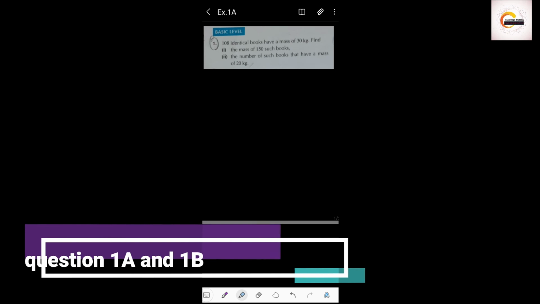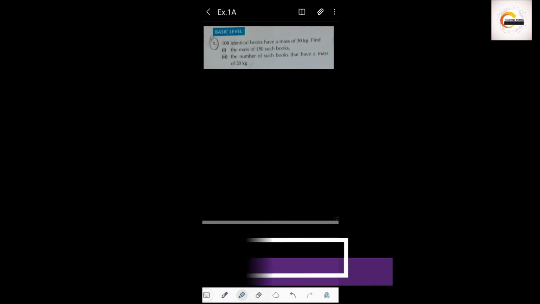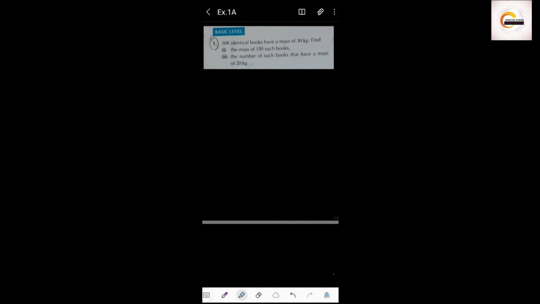108 identical books have the mass of 30 kg. Find the mass of 150 such books. So there is a comparison between number of books and mass. That is 108 books and the mass is going to be 30 kg. We have to find out the mass of 150 of such books.